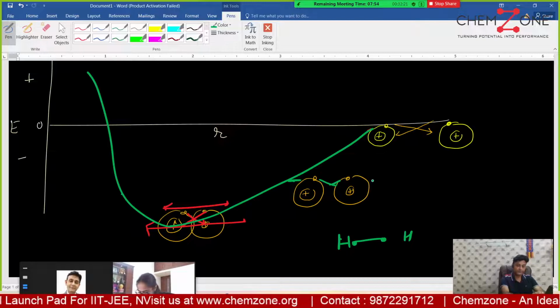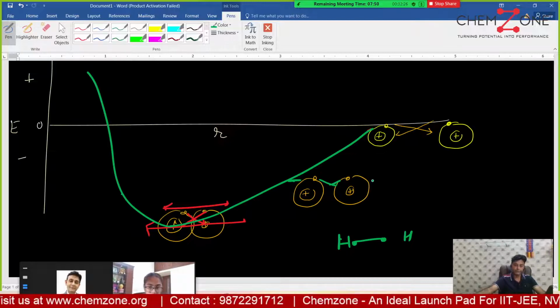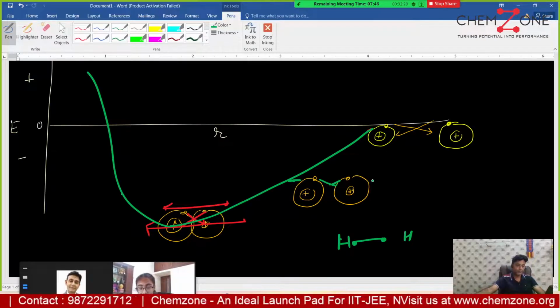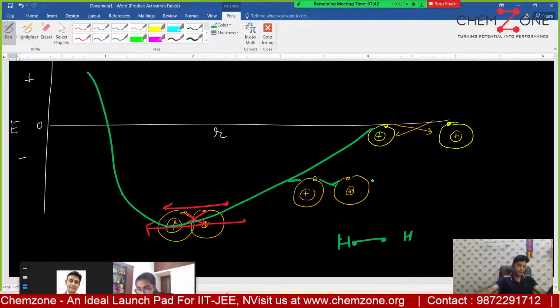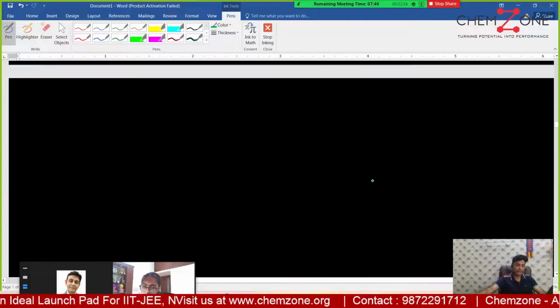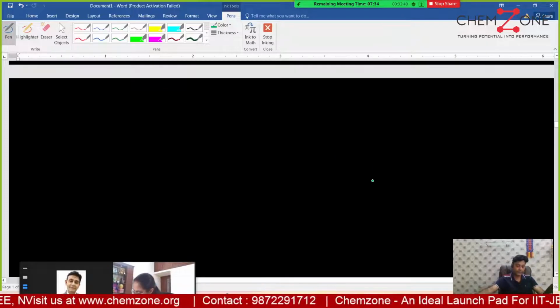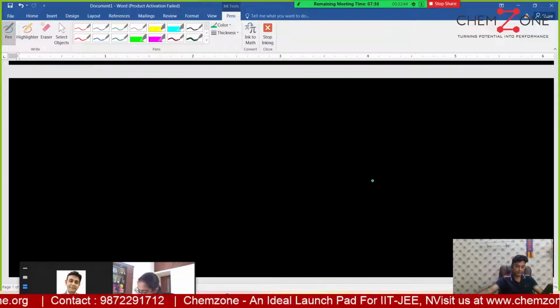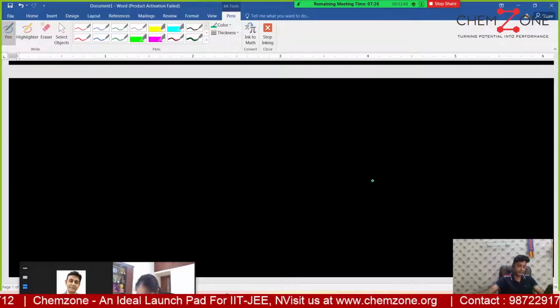Understood? So that means its bond length would not be fixed. Bond length is not fixed.